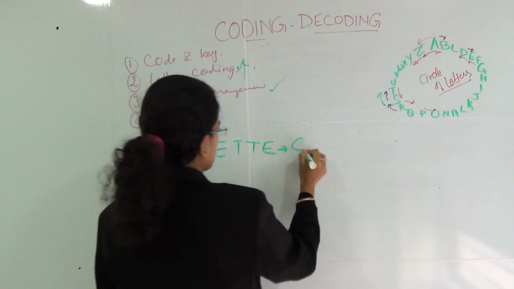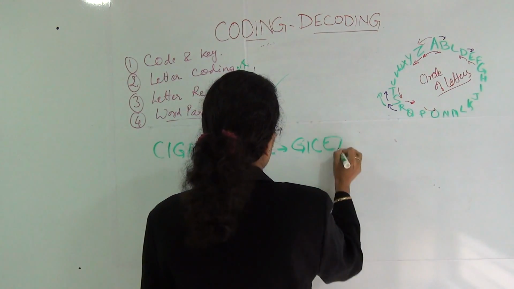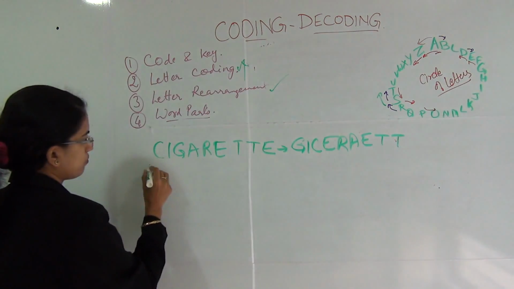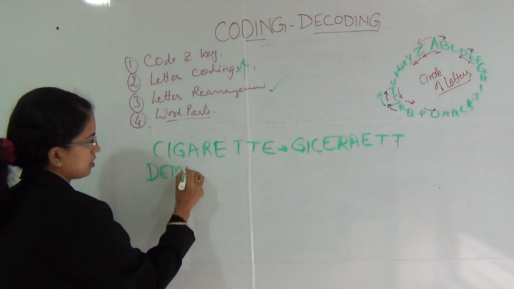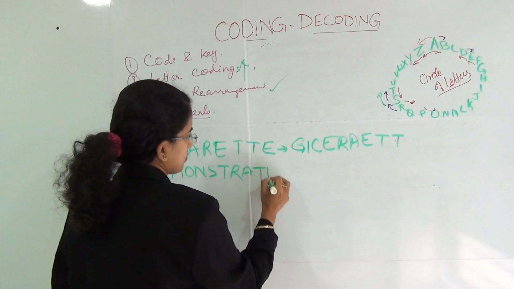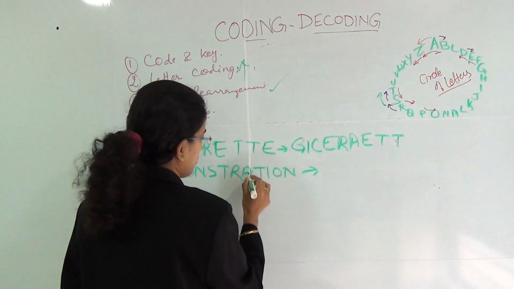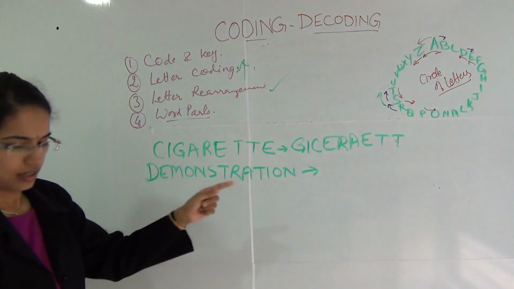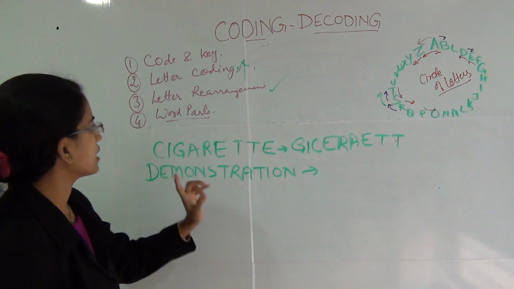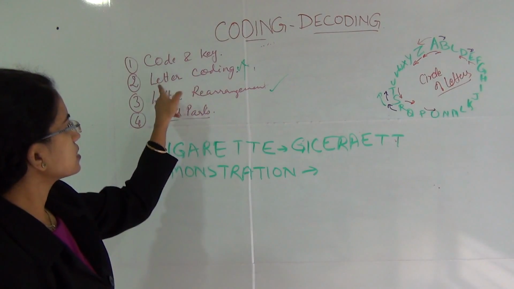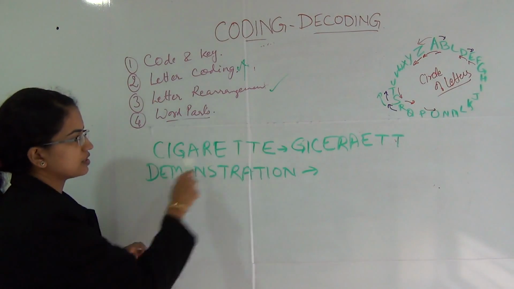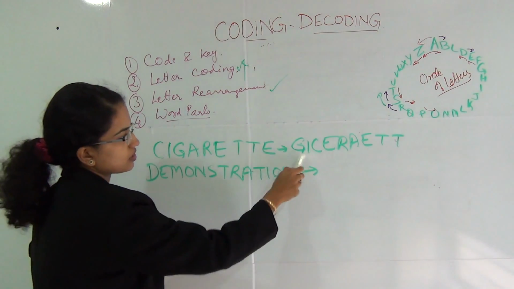CIGARETTE becomes something, and what would DEMONSTRATION become? Can you apply some other logic in this? I'll first try to see. C becomes G, I remains I. So letter coding is not working, that's for sure. Let me try to inverse the order. E, T, T. So that's not working.